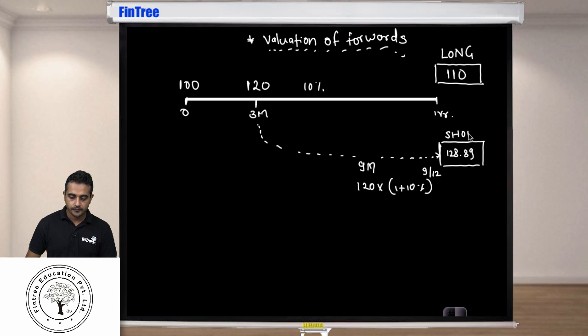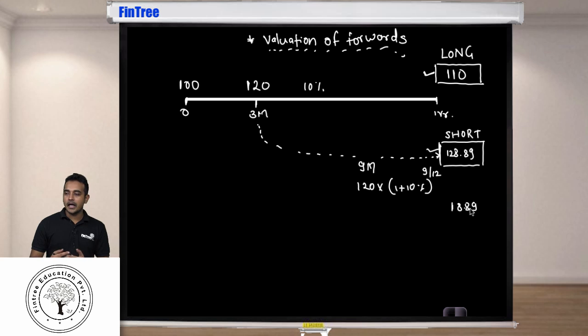Now the moment he quotes you a price, you tell him, fine, please book a contract for me on the short side. Okay, if you want to. So you would immediately ask him to book a contract for you on the short side. So now what is the story now? 9 months from today, I have a right and obligation to buy at 110. And 9 months from today, I have a right and obligation to sell at 128.89, no matter what is the price in the market. Which means no matter what happens, as long as there is no default, on that particular day, we are going to earn profit of 18.89. Is this the value of forward?